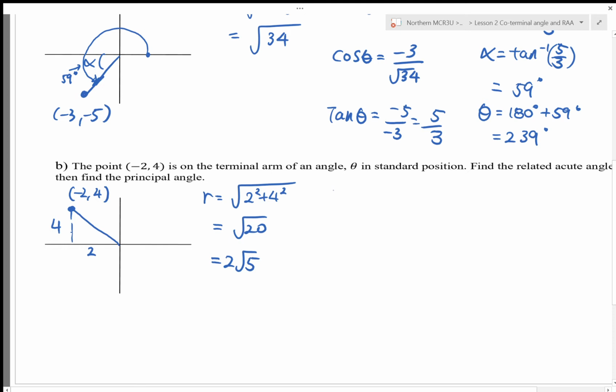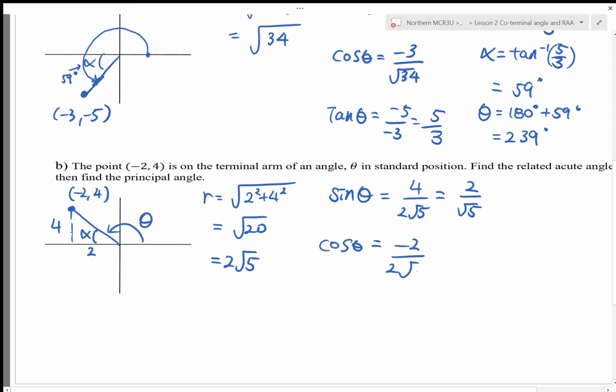Now, obviously using the sine, let's say theta. Remember, theta is the principal angle. The related acute angle is alpha. So sine theta is then 4 over 2 square root of 5, which is 2 over the square root of 5. Cos theta is then negative 2 over 2 square root of 5, which is negative 1 over the square root of 5. Now, tangent theta will be then 4 over negative 2.